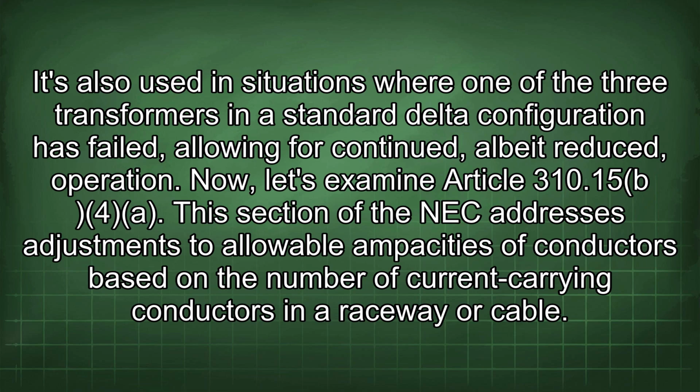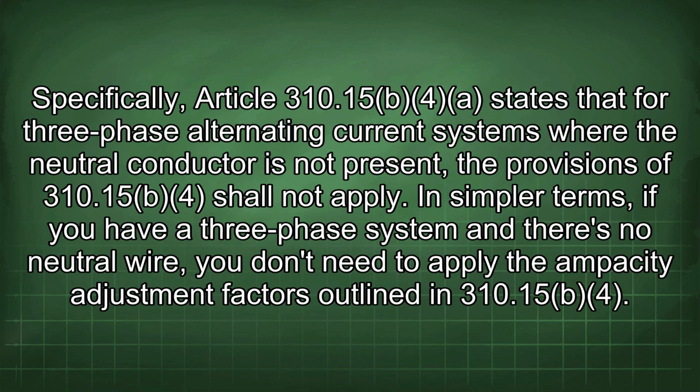This section of the NEC addresses adjustments to allowable ampacities of conductors based on the number of current carrying conductors in a raceway or cable. Specifically, Article 310.15 B4 states that for three-phase alternating current systems where the neutral conductor is not present, the provisions of 310.15 B4 shall not apply. In simpler terms, if you have a three-phase system and there's no neutral wire, you don't need to apply the ampacity adjustment factors outlined in 310.15 B4.